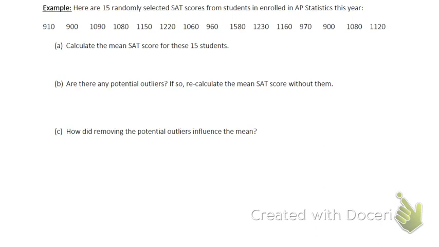So here is a very small data set of 15 randomly selected SAT scores from students that are currently enrolled in AP Stats. Pulled this data last night and updated it. There are 15 values here. I need you guys to calculate the mean of these 15 SAT scores. Go.